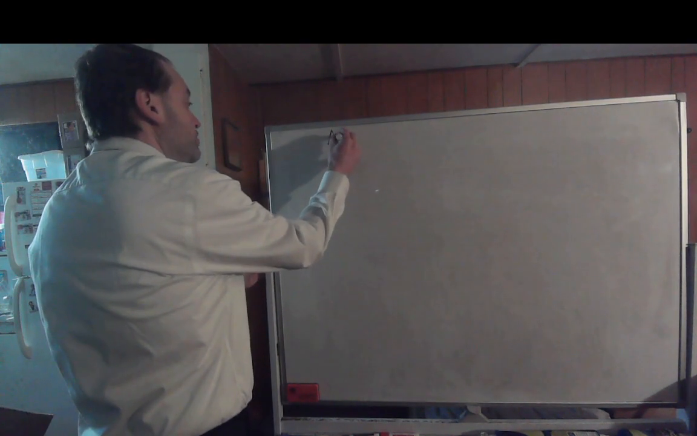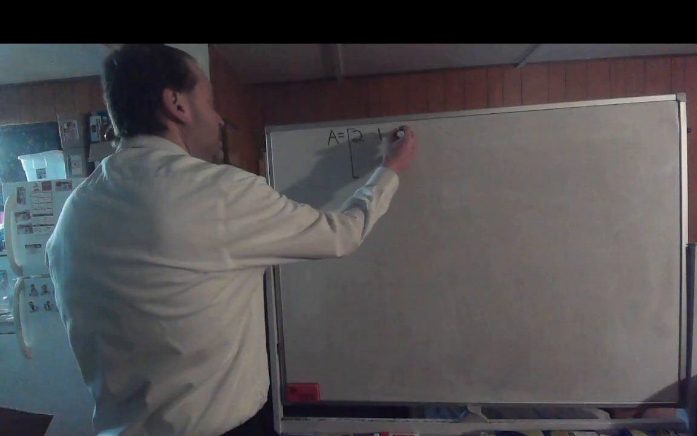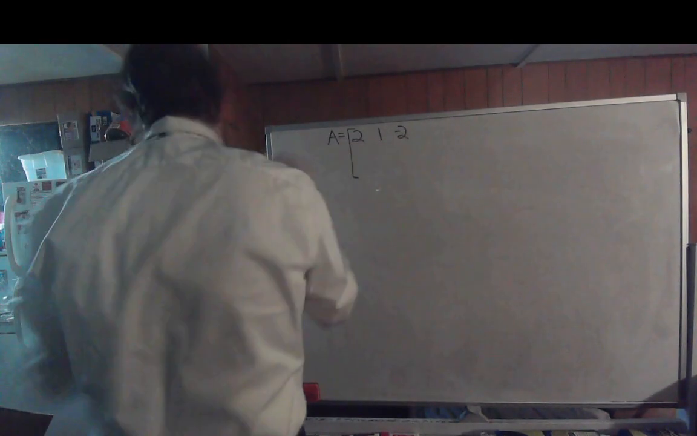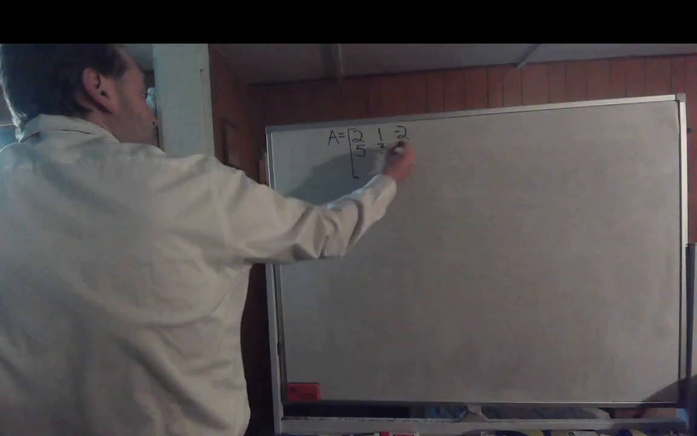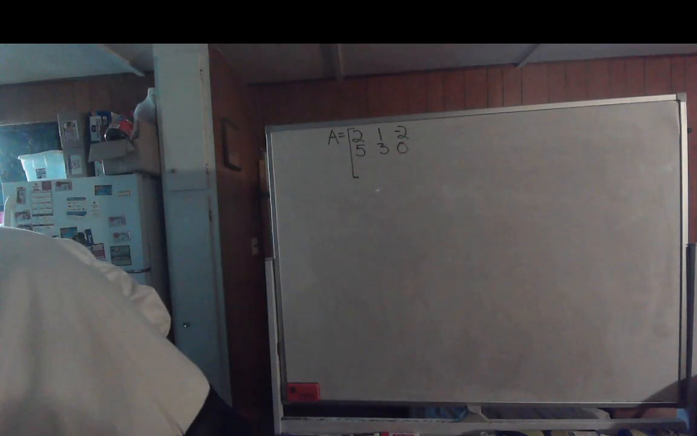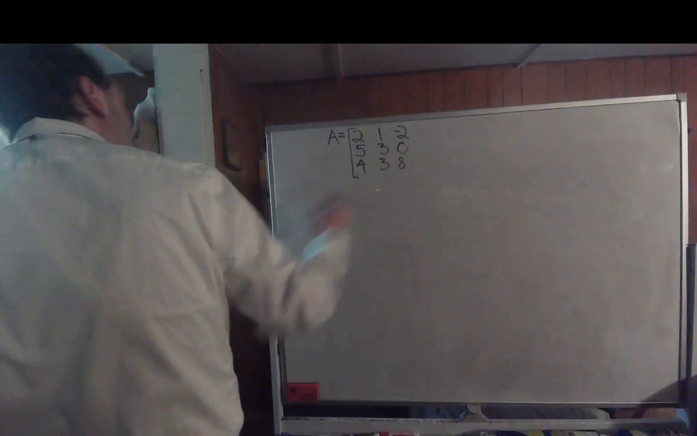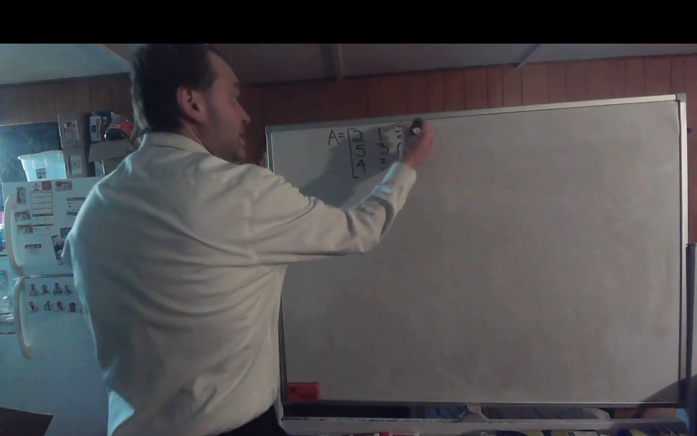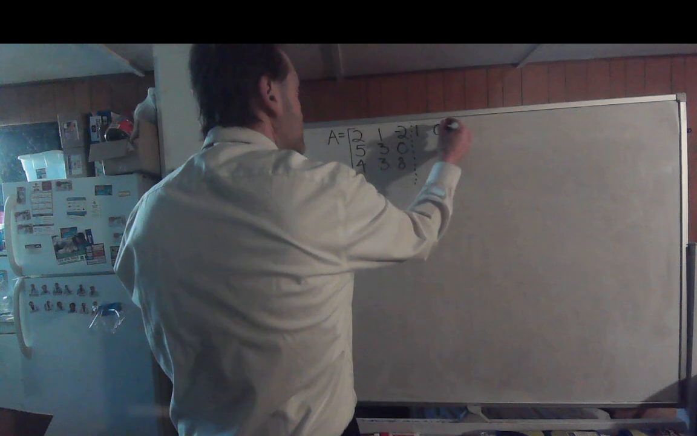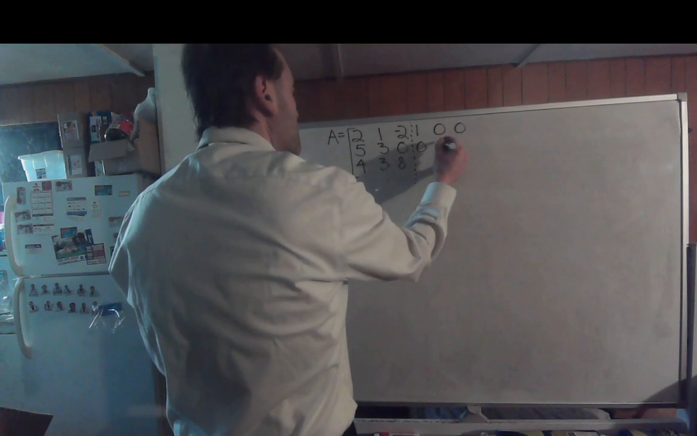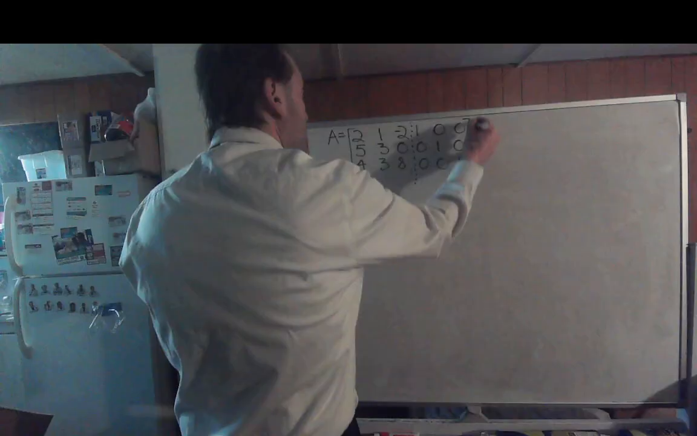A has the entries, let's see, 2, 1, negative 2, 5, 3, 0, and then 4, 3, and 8. Alright, let's not waste any time. Let's go ahead and get this matrix double augmented. So set up the identity matrix on the right.